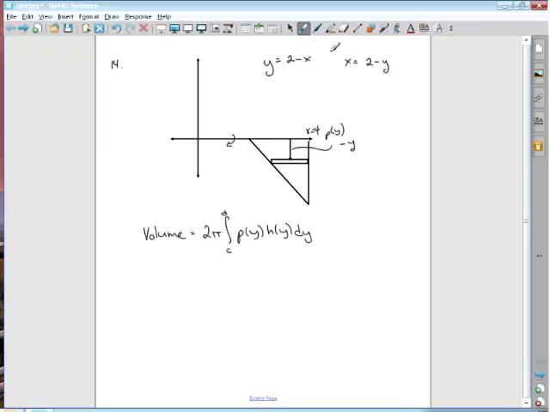So the height is this distance. And since the whole distance from the y-axis, since we're doing this, this is y. I mean, pardon me, this is x. Make sure I'm doing this right here.